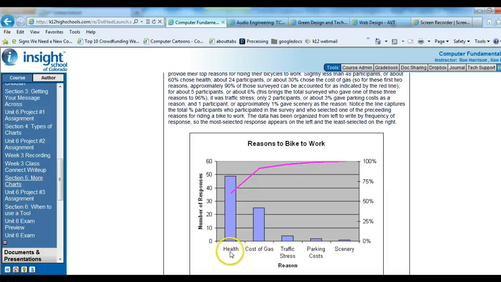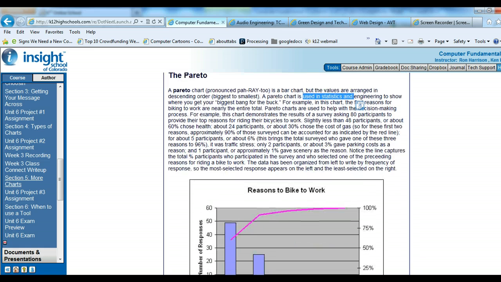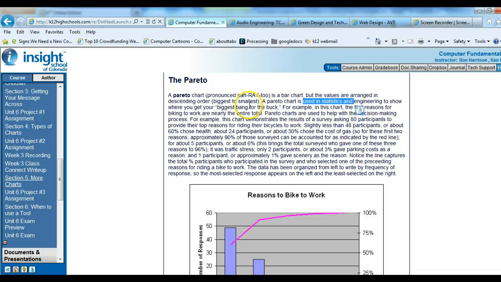Now it could have been ordered with all these items down here below. They could have been in alphabetic order, but we wouldn't be able to see this really great comparison of going from the lowest to the highest. So that's how a Pareto chart goes. It sets things up from the biggest to the smallest in descending order.